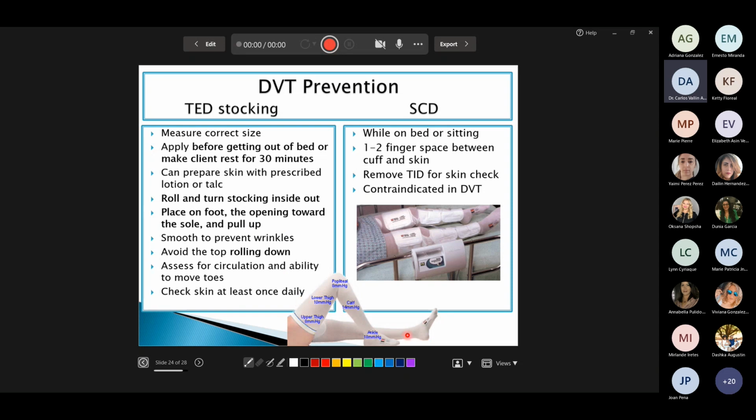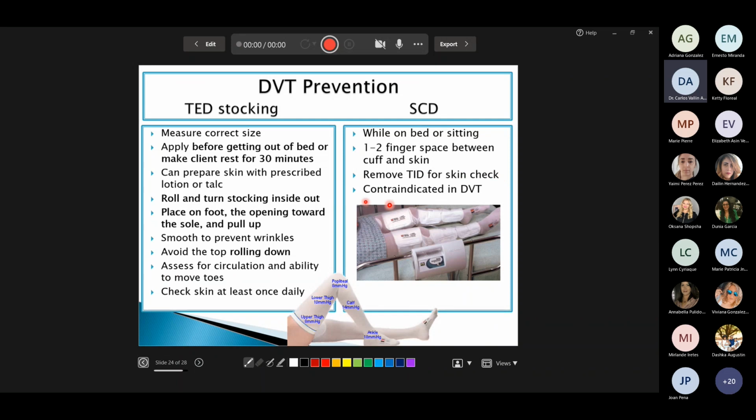The assessment of the skin is made by you, but the CNA can put that, yes, and the patient can be taught to put the TEDs on him or herself. The sequential compression devices are used only when the patient is in bed or sitting, not when the patient is walking. The SCDs need to leave a space between the cuff and the skin. Two fingers should enter flat between the cuff and the skin. And you can remove them for a skin check, no problem.